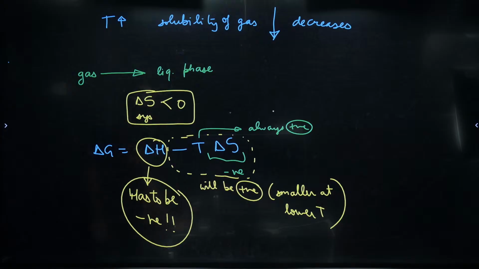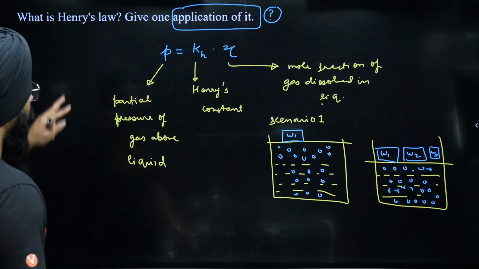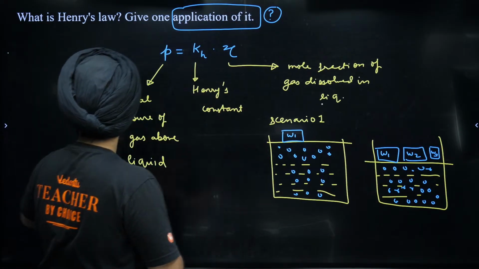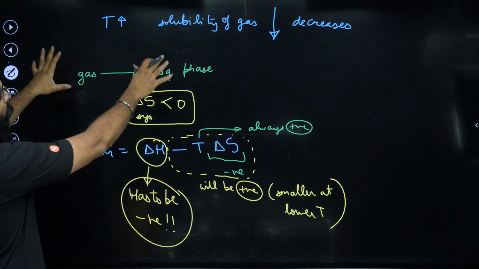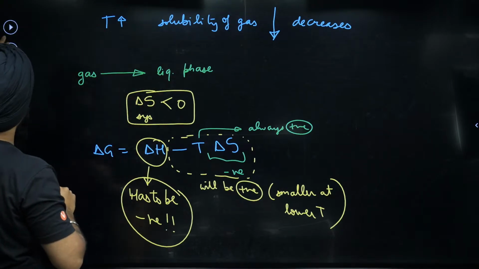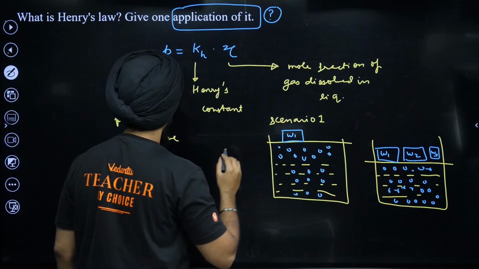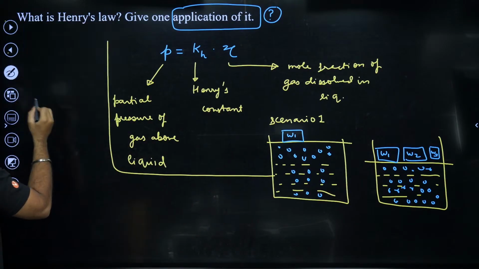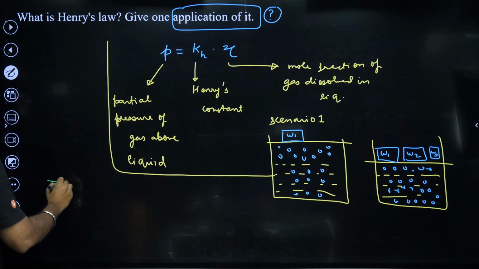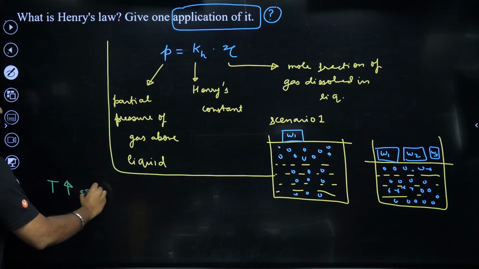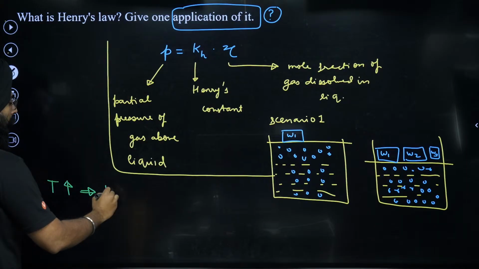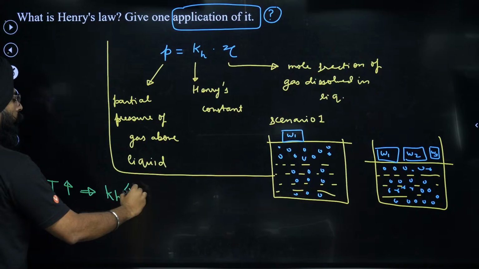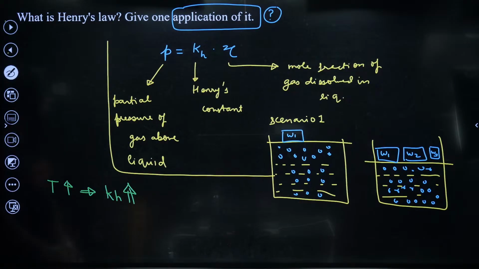Okay? All right. So, what is Henry's law? We've given an application of it. We've understood that temperature increases, so solubility of the gas decreases. So, my dear friends, over here for Henry's law, do you understand when temperature increases, the value of the Henry's constant will also increase? Can you think about this idea?